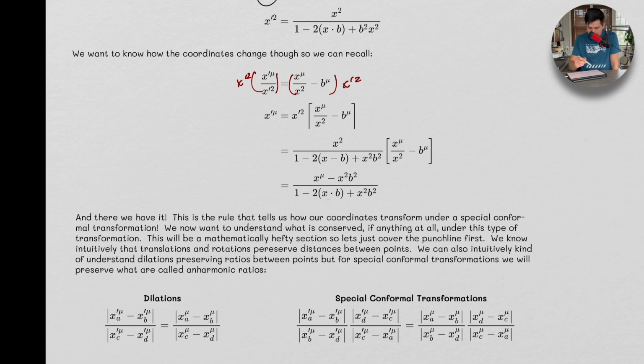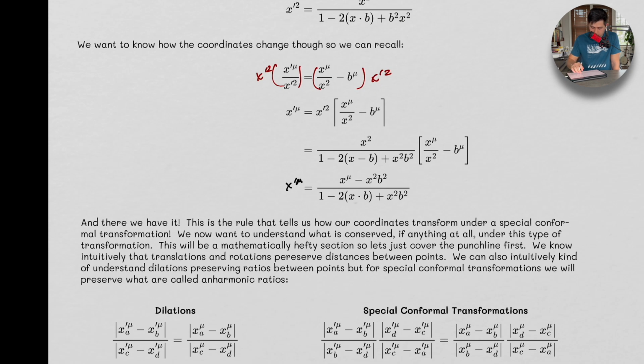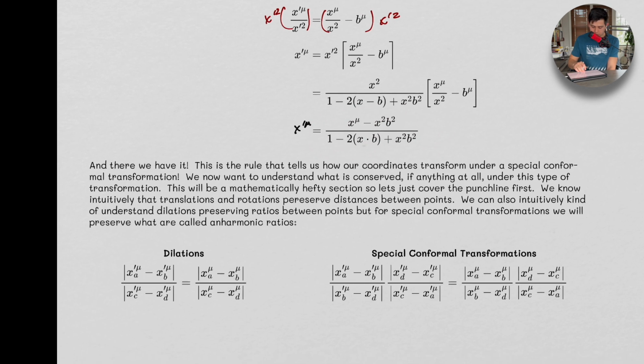Because we have now that x mu, this is x prime mu. That's how all of that changes. So if we want to get our newly transformed coordinate from our old coordinates under the special conformal transformation, this is how we do that.